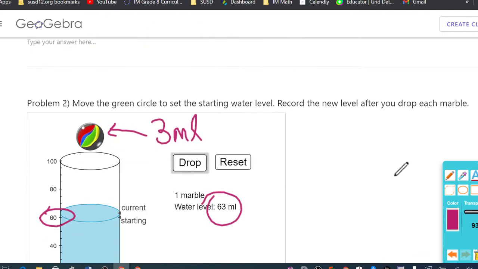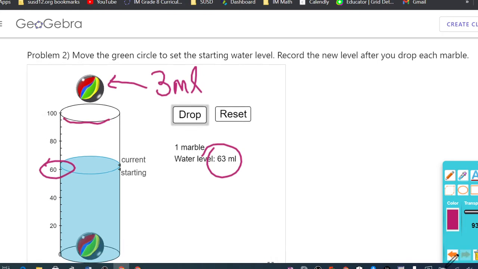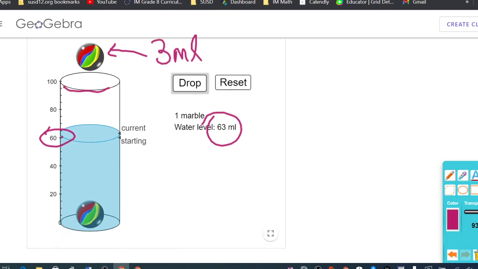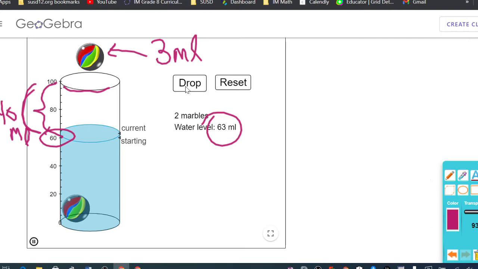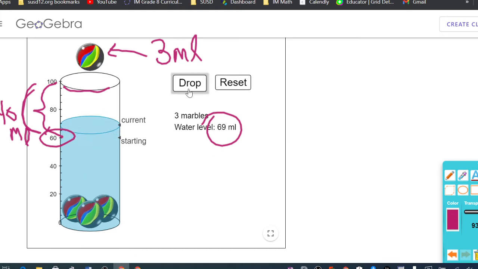Okay, what is the highest mark on the cylinder? Here, it's 100. The highest mark is 100 milliliters. So you'd want to go from 60 to 100 milliliters. That is a change of 40 milliliters. How many marbles would you need to add to get it up by 40 milliliters? Well, you could just count marbles pushing the buttons. But I'm so impatient. That's slow for me.